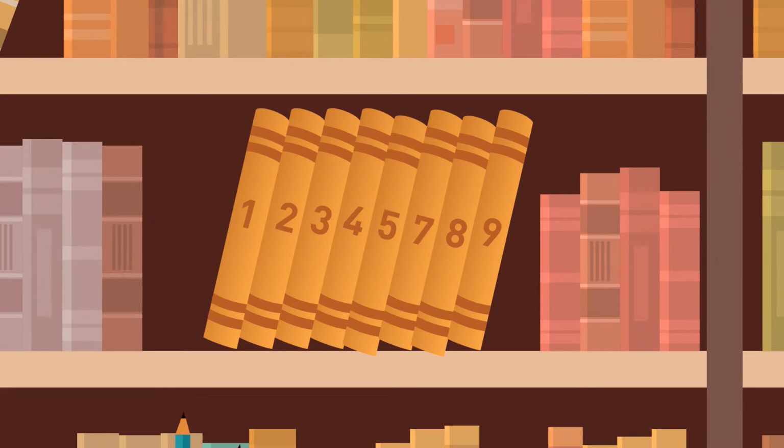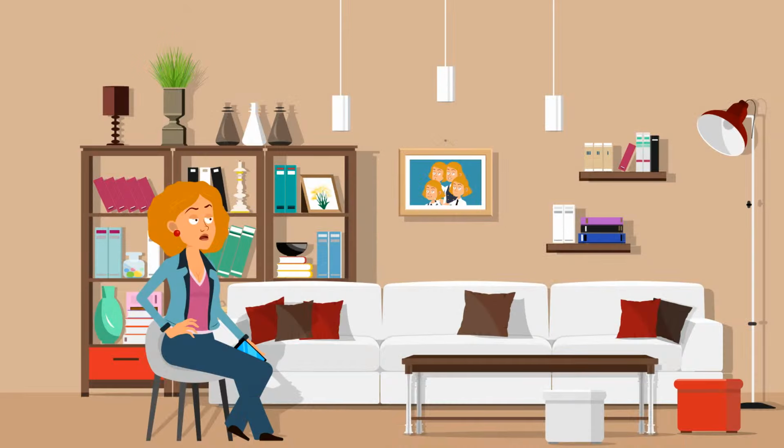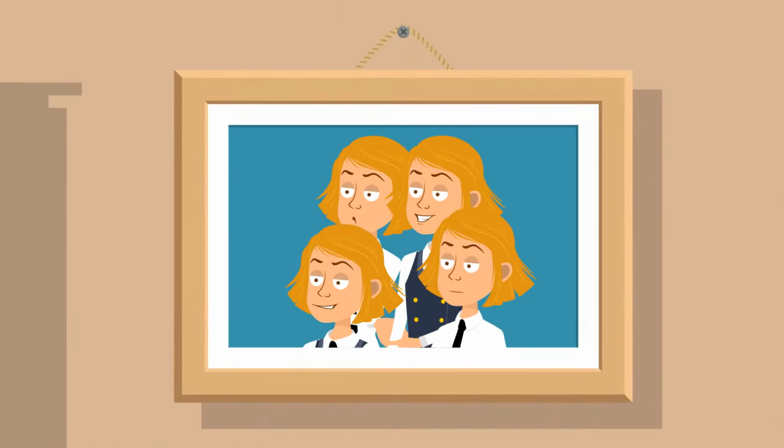The collection only has 8 books. The 9th book is actually book number 6, but it's standing upside down and in the wrong place. Mrs. Miller has 4 daughters, Abby, Beth, Charlie, and Danny.